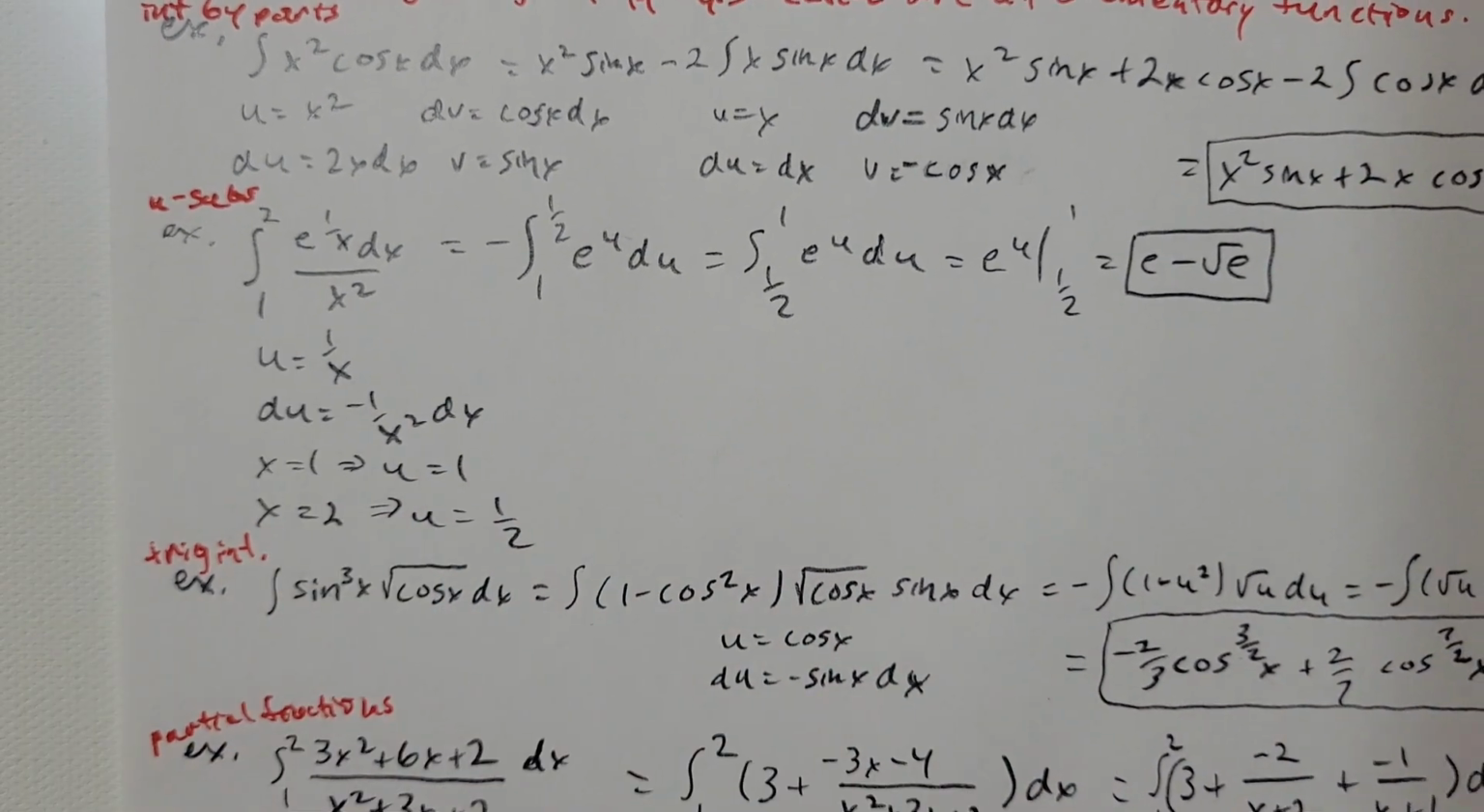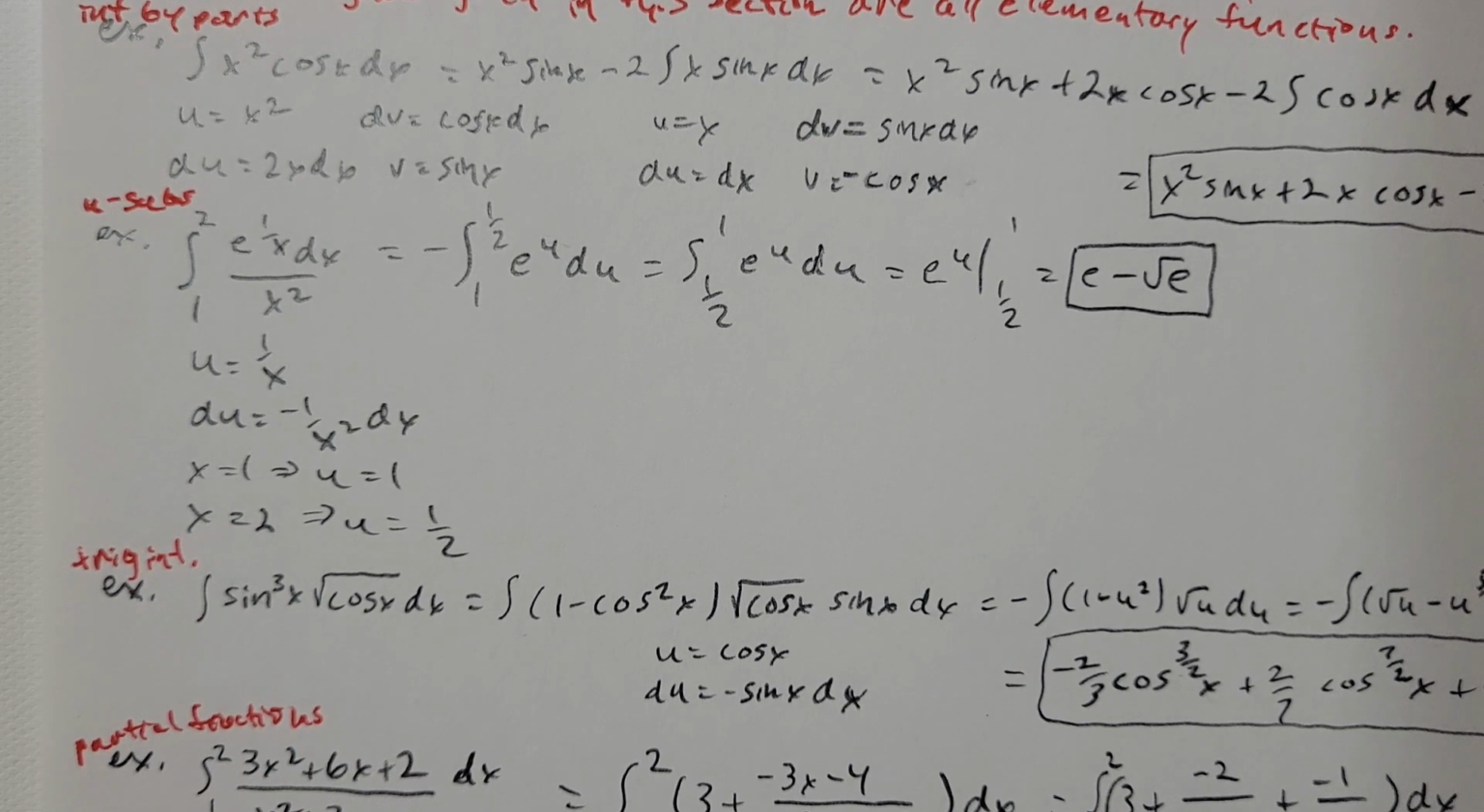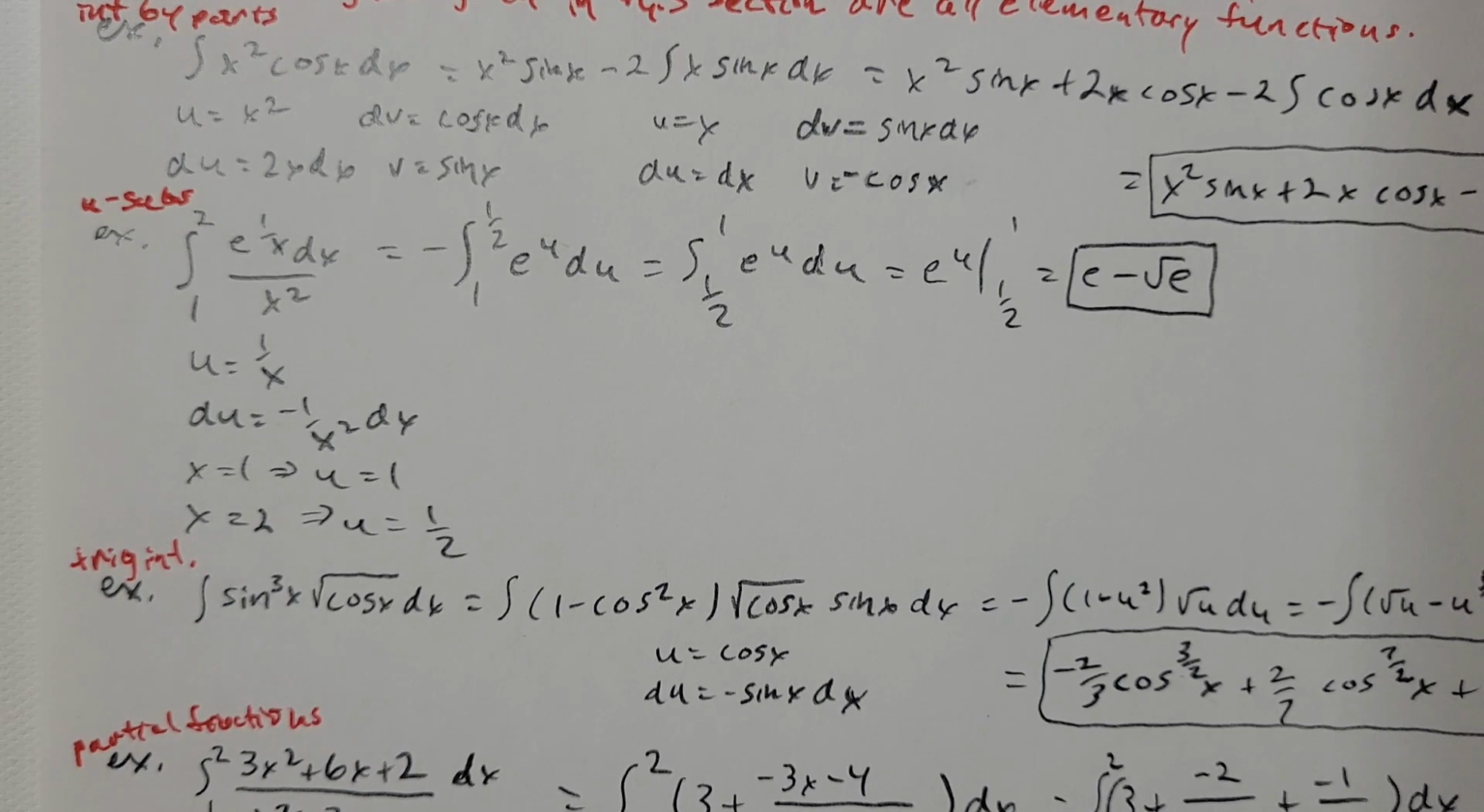This next example: what if we were going to integrate, it's a definite integral, going from 1 to 2, e to the 1 over x divided by x squared dx? Okay, well that would involve a u substitution.